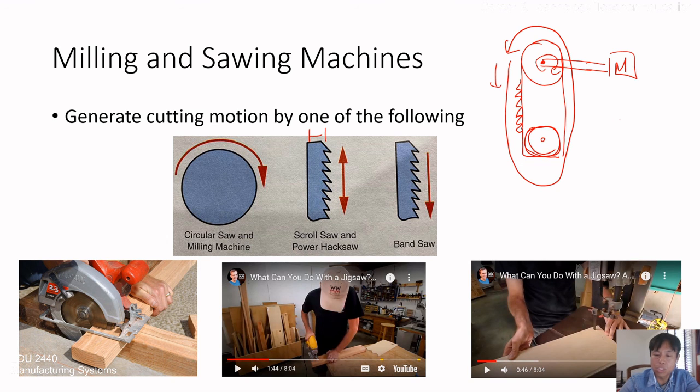So a bandsaw is much more powerful than a jigsaw, and we can also change the directions. This is a bandsaw. So this is one example of milling and sawing machines.